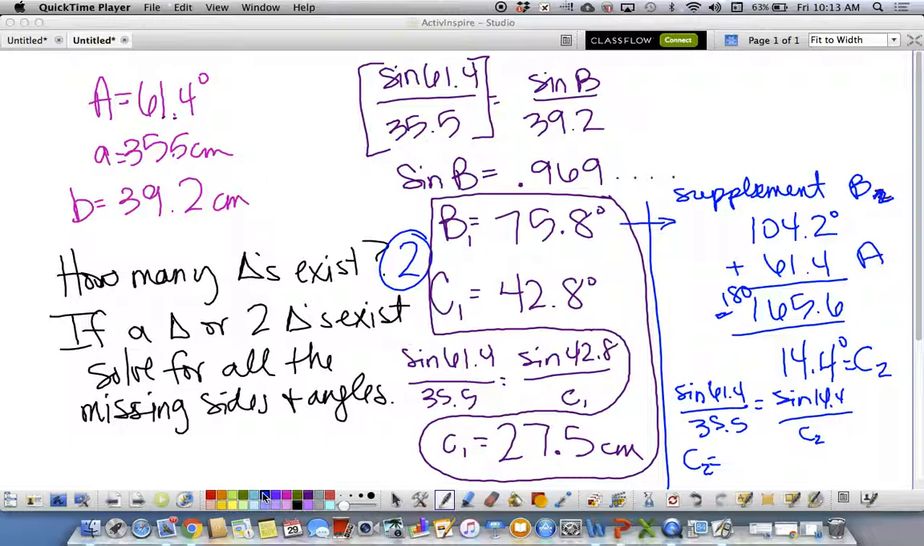I have a B1, I have a B2. I have a big C1, I have a big C2. I have a little c1, I have a little c2.